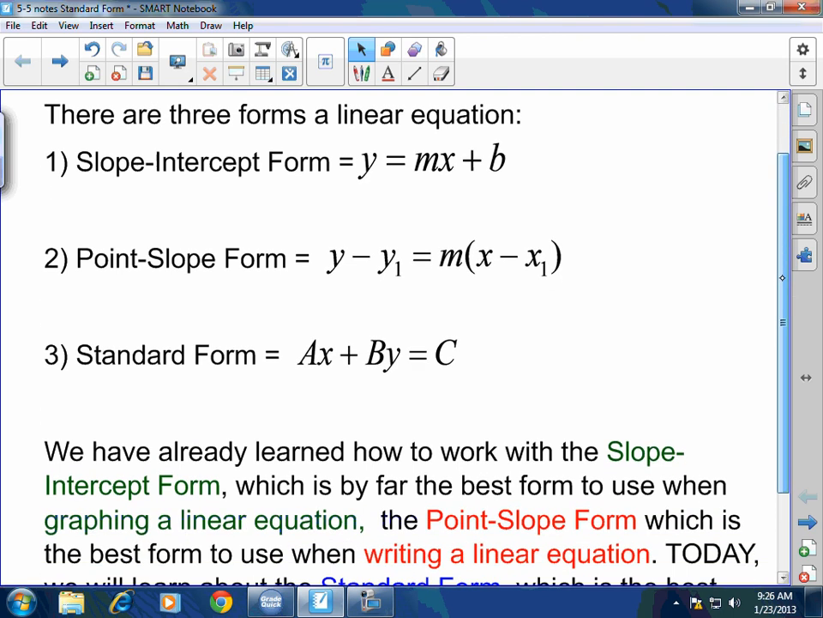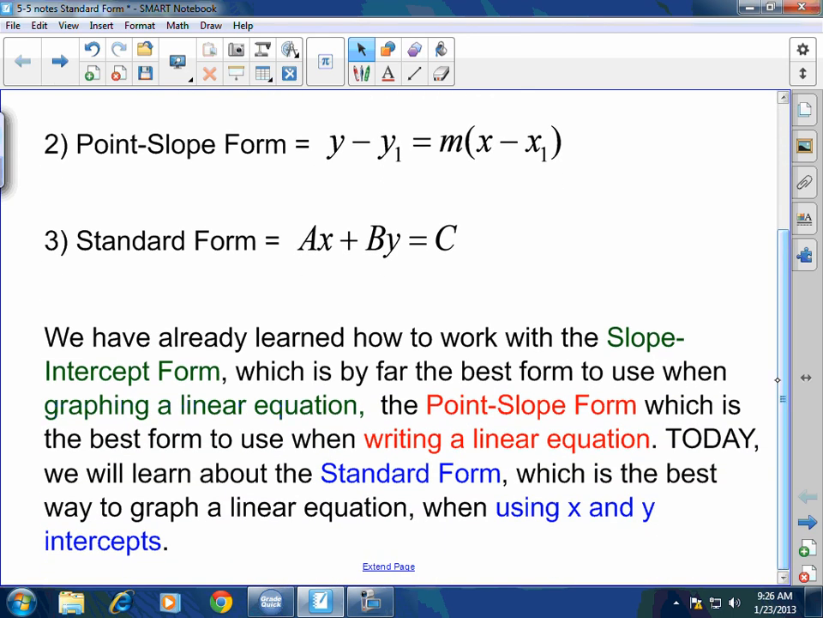Now we're talking about standard form, okay, guys? Standard form is ax plus by equals c. So far, pretty much a repeat of what I just said. We have already learned how to work with the slope-intercept form, which is by far the best form to use when graphing a linear equation. The point-slope form, which is the best form to use when writing a linear equation.